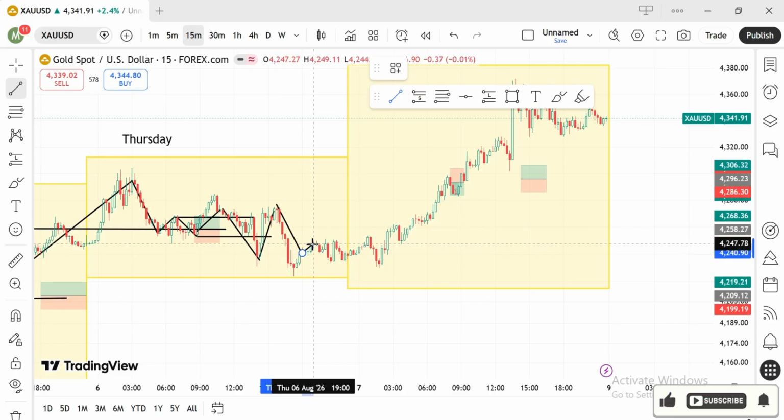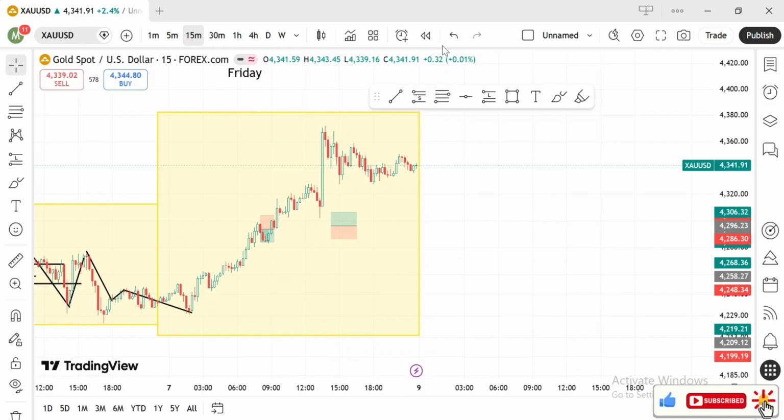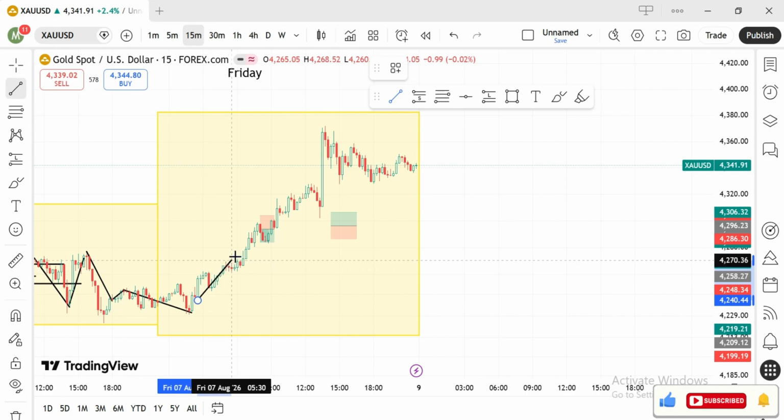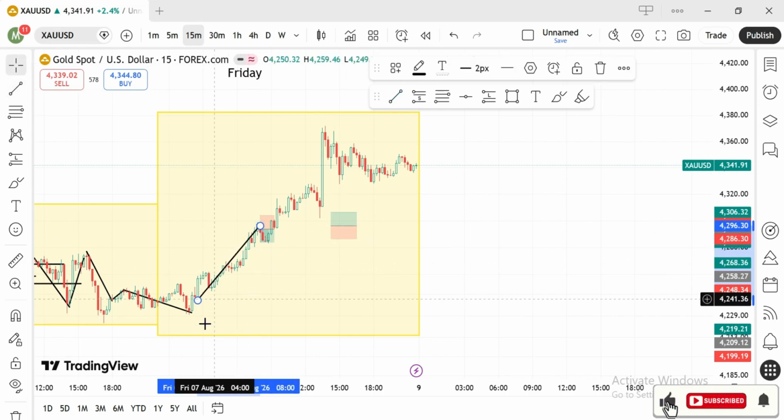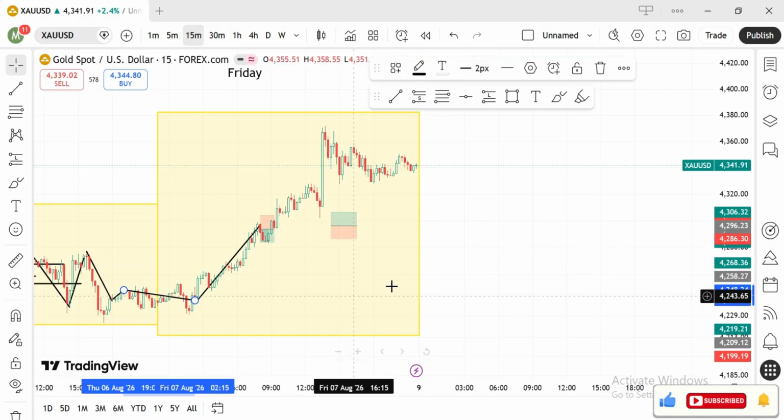This was already 6 in the evening. And it gave us a mini bearish trend into Friday. Then on Friday during the ACR session, price continued bullish again. Now I want to show you how we entered our first trade on Friday during the ACR session.